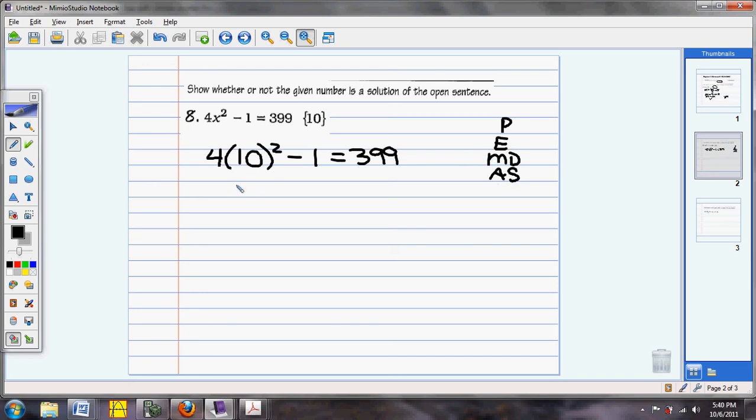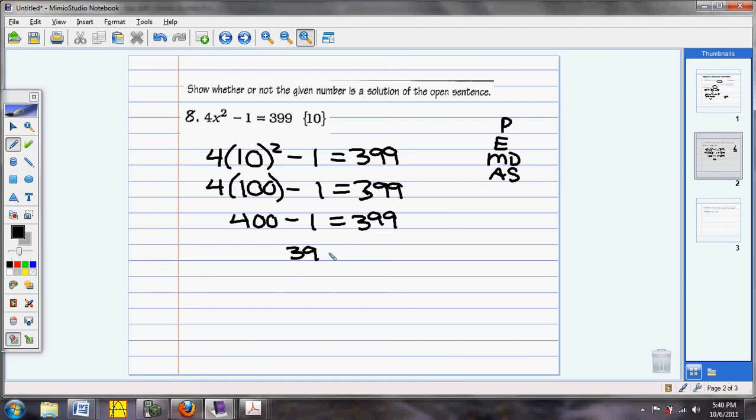So 10 to the second power is 100. So we have 4 times 100, subtract 1, and is that equal to 399? Yes, it is, because 4 times 100 is 400, subtract 1 is 399. So 400 minus 1, yes, that is a true equation. 399 is equal to 399. So that would be a yes, that is a true equation.